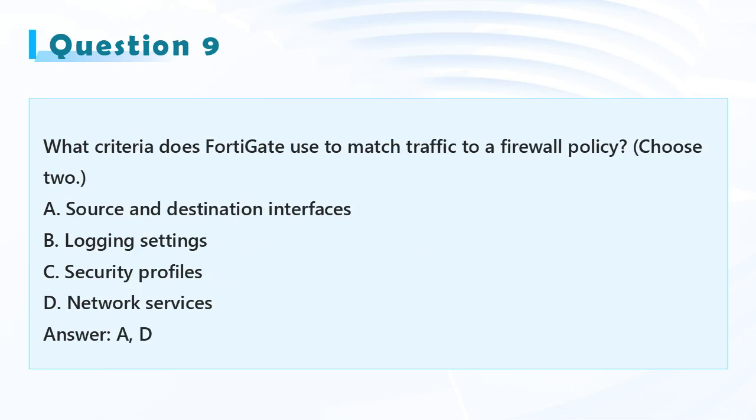Question 9. What criteria does FortiGate use to match traffic to a firewall policy? Choose 2. A. Source and destination interfaces. B. Logging settings. C. Security profiles. D. Network services. Answer: A, D.